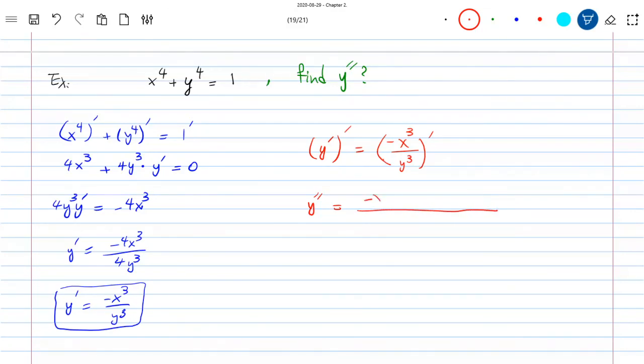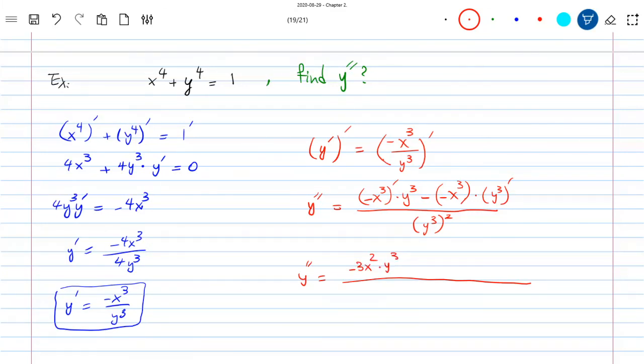Derivative of the numerator, -x cubed derivative, times the denominator, y cubed, minus negative x cubed times the derivative of the denominator, y cubed derivative, all divided by the denominator squared, y cubed squared. So I'm going to keep it as y double prime, the second derivative. Okay, derivative of negative x cubed is negative 3x squared times y cubed, minus minus becomes plus x cubed times the derivative of y cubed. Be careful not to forget that there is a y prime here.